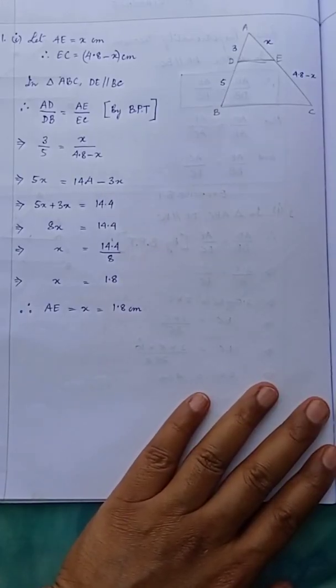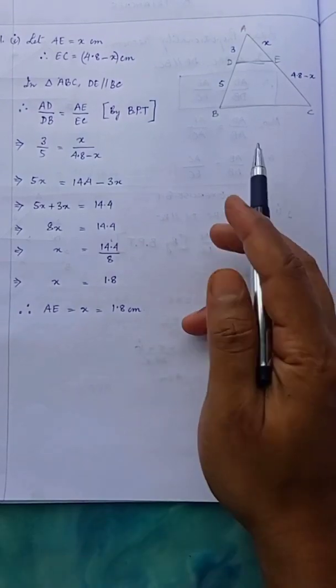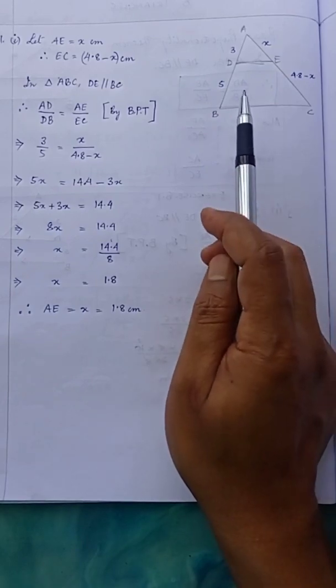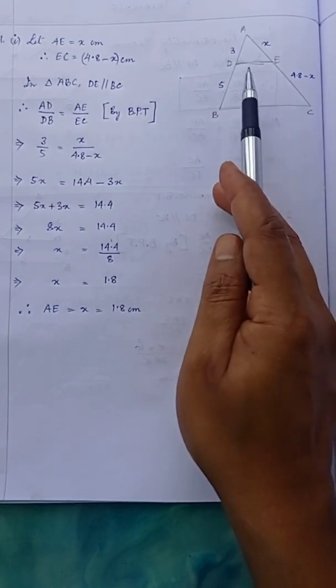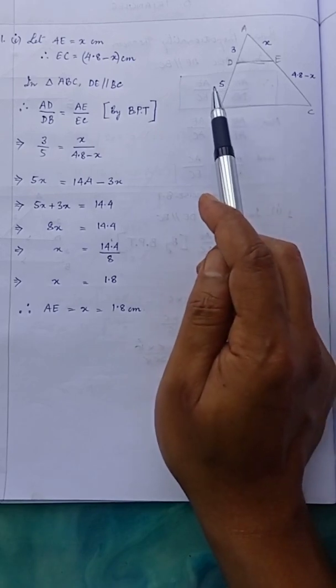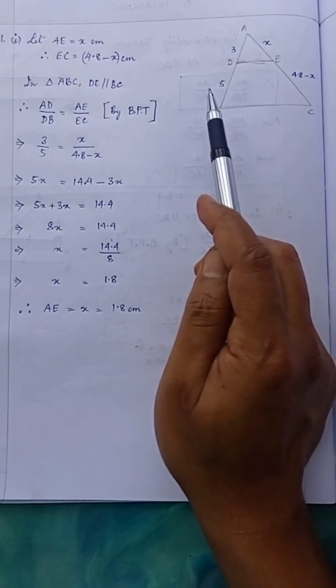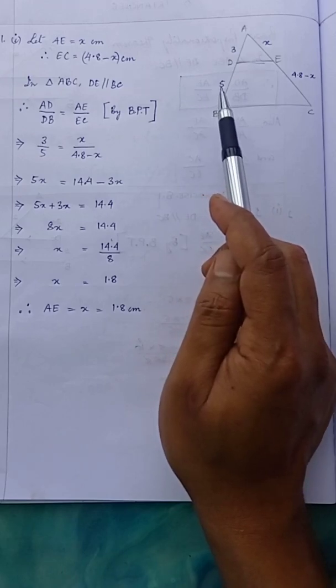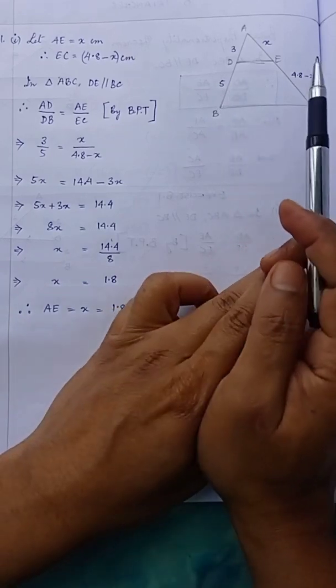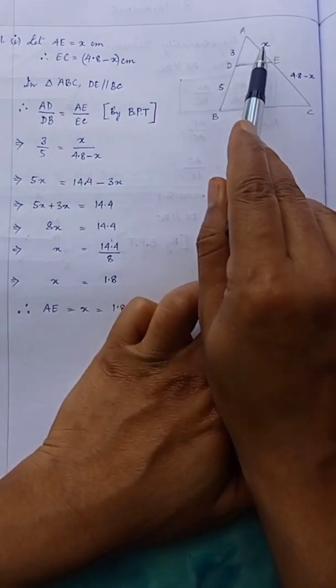We have already solved it in our Zoom class, and in 11 we see that we are given a triangle ABC, and DE is parallel to BC. The question says if AD by DB is 3 by 5 and AC is 4.8, find AE. Very simple. What we will do in this question is take AE as x.